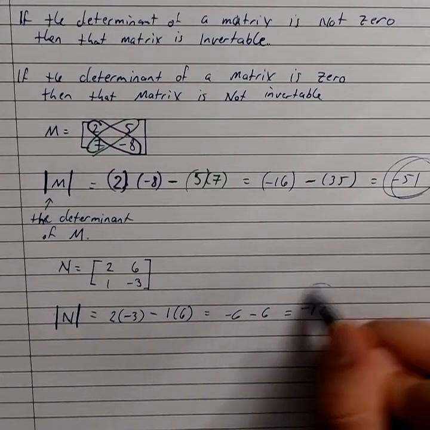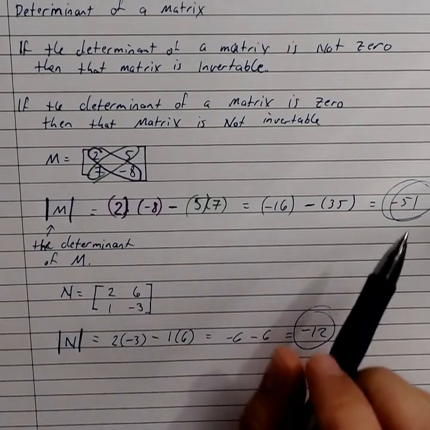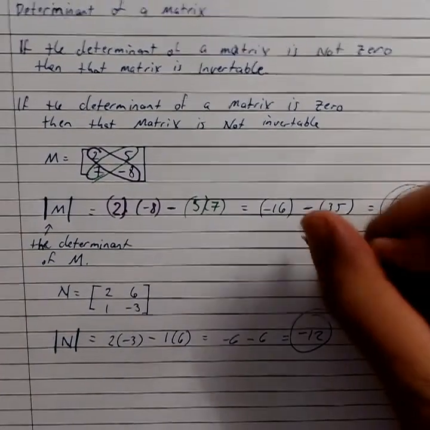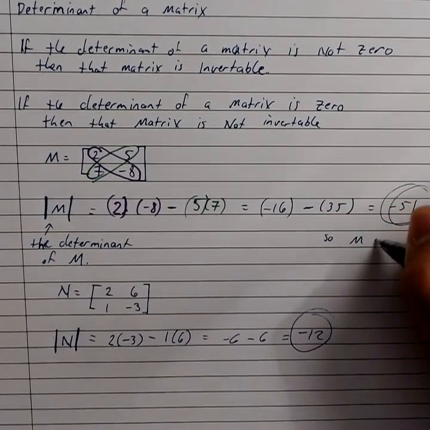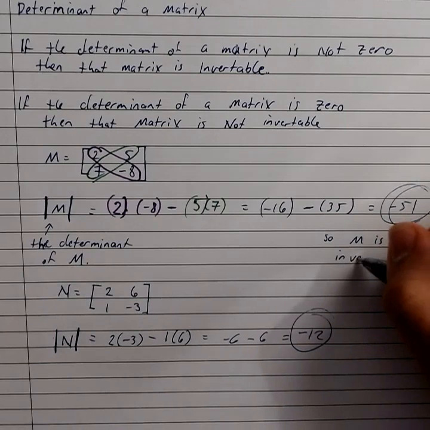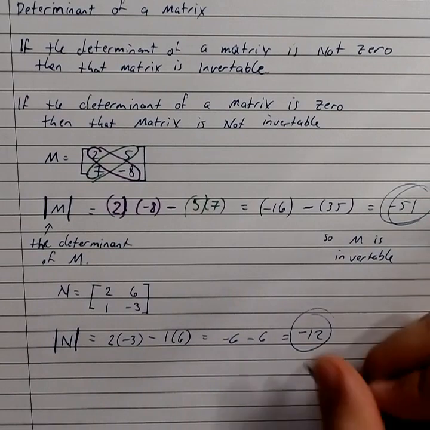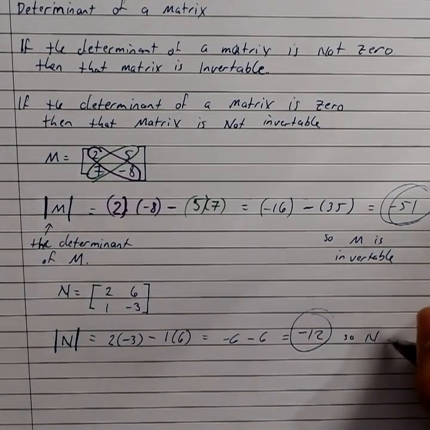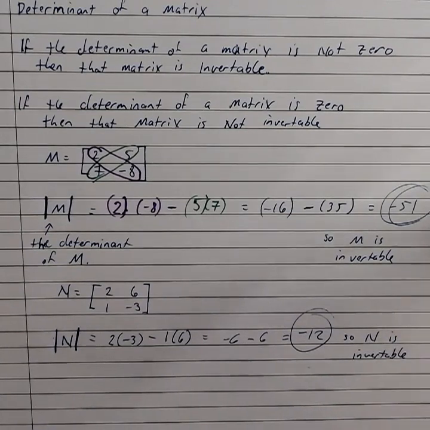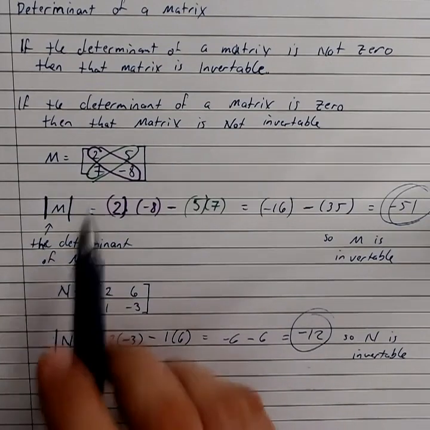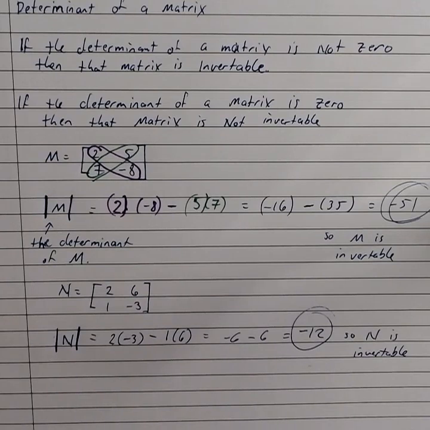All right. So in this case, this has a determinant that's not 0. So this matrix is said to be invertible. And here, this has a determinant that's not 0. So again, n is invertible. If your determinant is 0, then your matrix is not invertible. Okay? So for a 2 by 2 matrix, things are nice and simple.